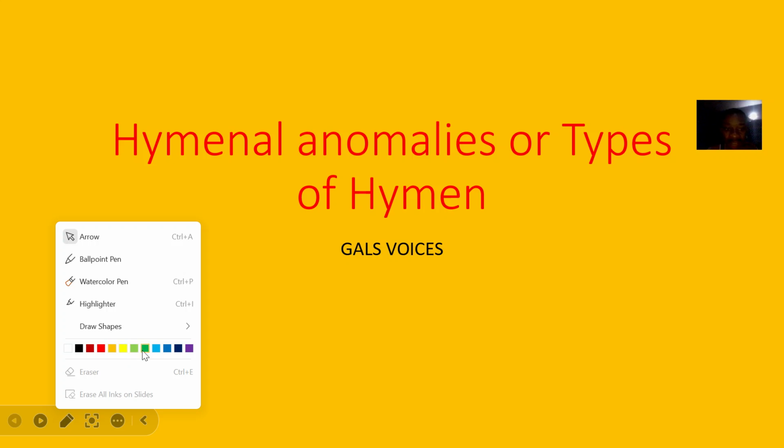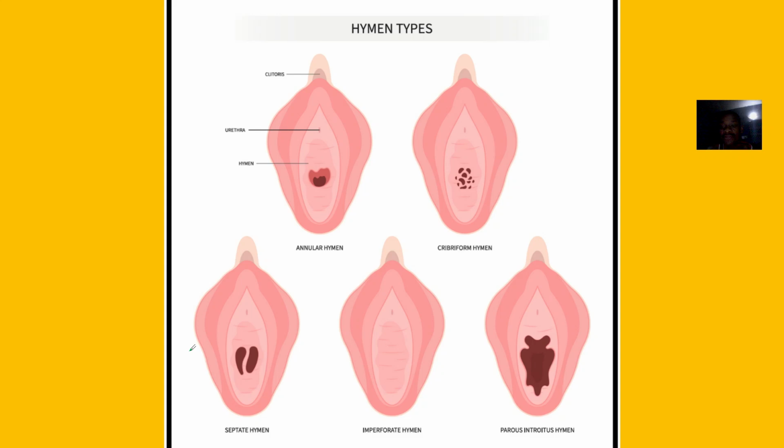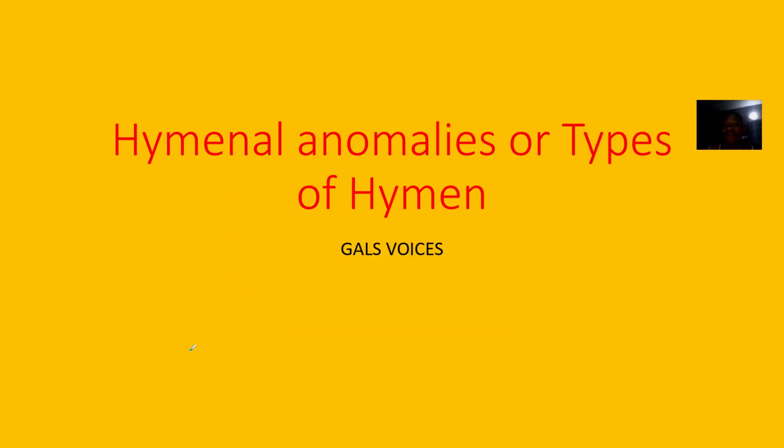So the hymen of women is basically a thing that is kind of like an entry into the vaginal canal. We're trying to look at the types. What are the different types of hymen you can have? You can say hymenal anomalies or types of hymen.